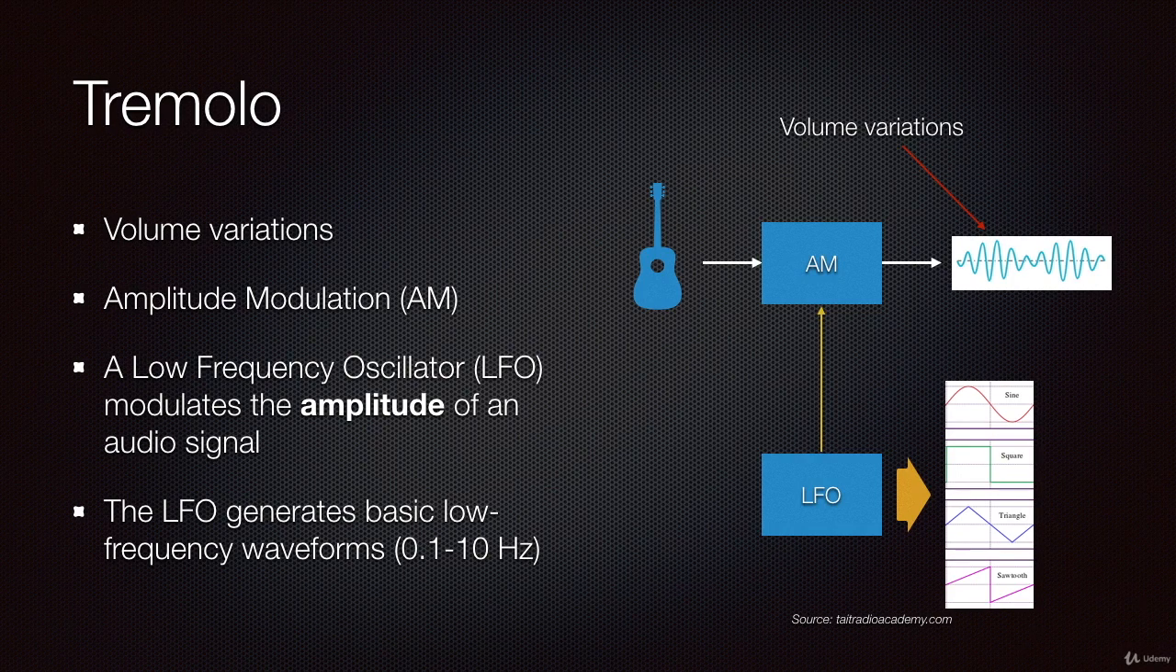Most LFOs can create sine waves, square waves, and so on. So, as we see in the picture, our LFO controls the amplitude of our instrument signal and creates the volume variations. That's why we see that the amplitude of the signal goes up and down following the pattern created by the LFO. So, if we want a faster tremolo, we need to increase the LFO's frequency.